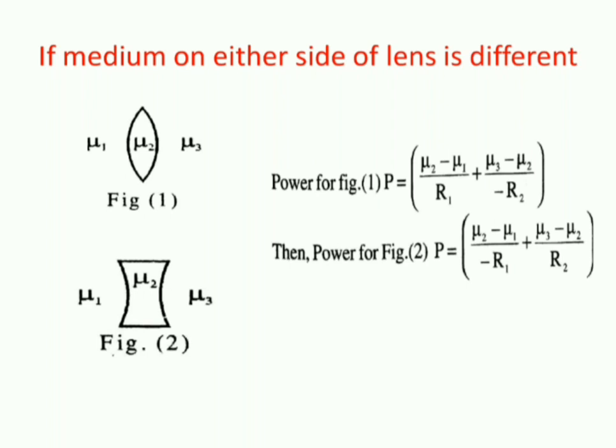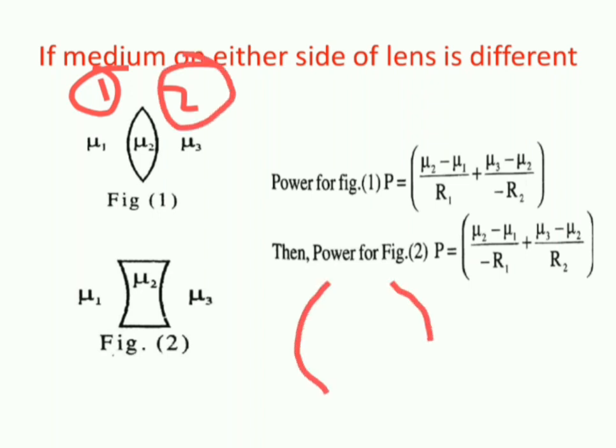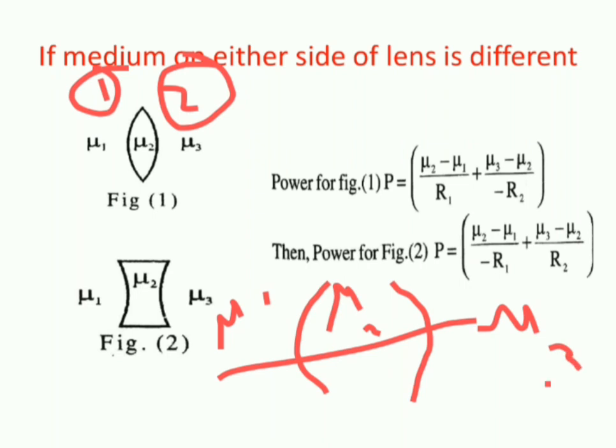Just now for a spherical surface, I gave you the formula for power. It's mu2 minus mu1 by r. Now there are two such surfaces. So write the relation in succession. First the ray is traveling from mu1 to mu2, then from mu2 to mu3. So what will be the power? Mu2 minus mu1 by radius of curvature of the first surface. Okay, this is your first surface. And then second surface. So apply the formula twice. Light ray is entering from mu1 to mu2, then mu2 to mu3.